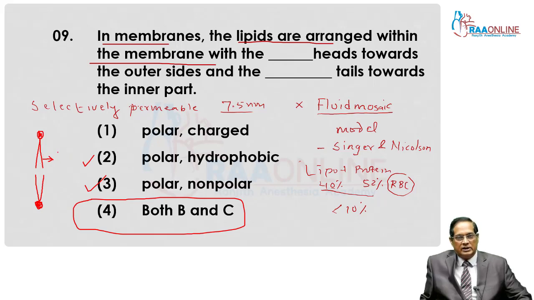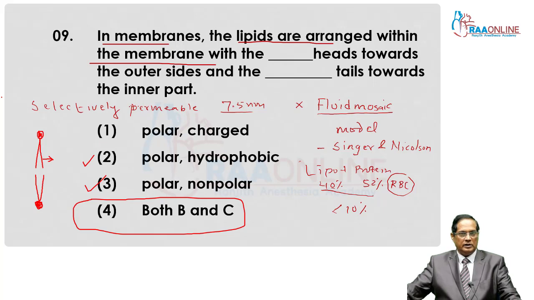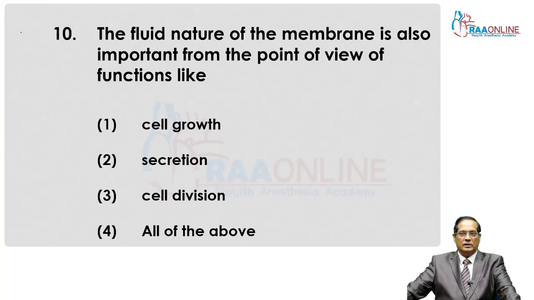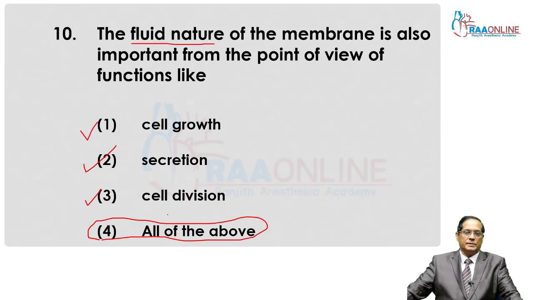Tail facing orientation of two lipid layers is seen in the membrane. Fluid nature of membrane is helpful in growth, helpful in secretion and helpful in cell division. That's why the answer is 4. That is, fluid nature of the membrane is important with respect to all these.